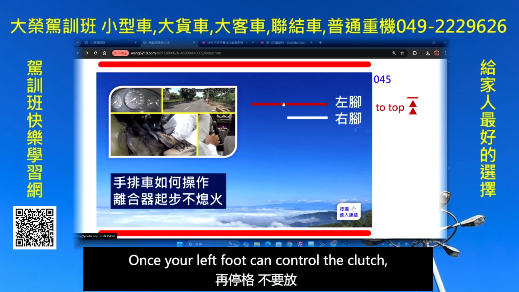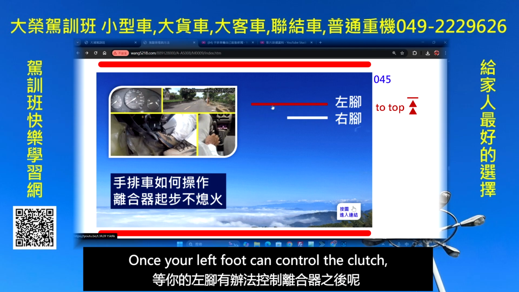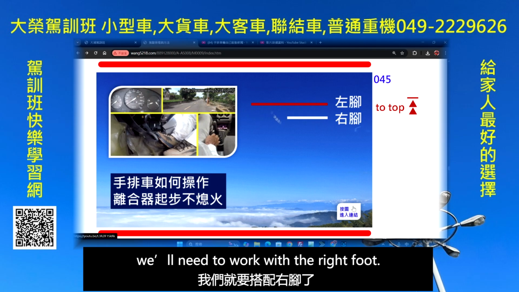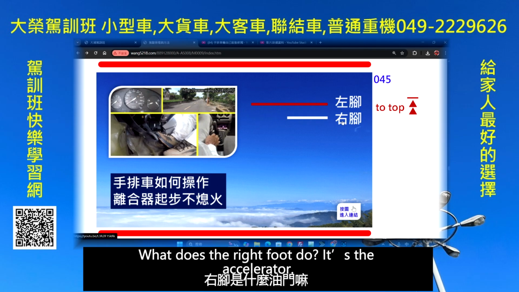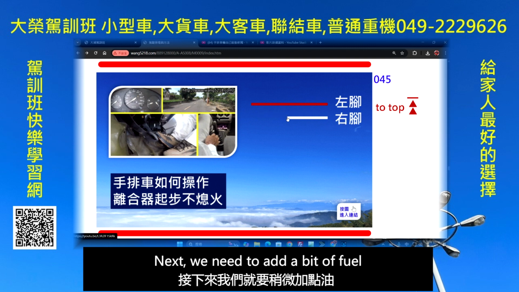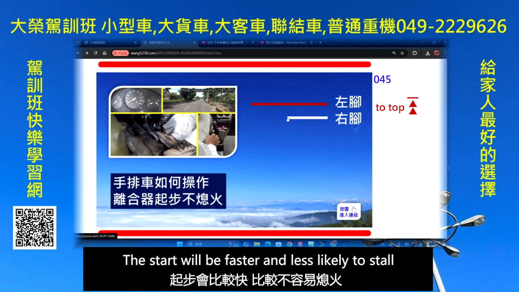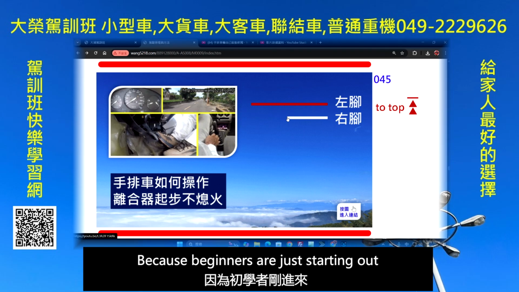Once your left foot can control the clutch, then you add your right foot. What does the right foot do? It's for gas, right? It's the accelerator. So while we're easing, next, we need to add a bit of fuel. If we add a bit of fuel, the RPM will be quicker. The start will be faster and less likely to stall, because beginners are just starting out.